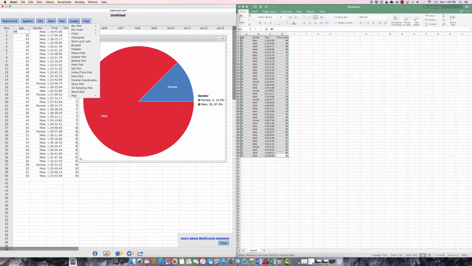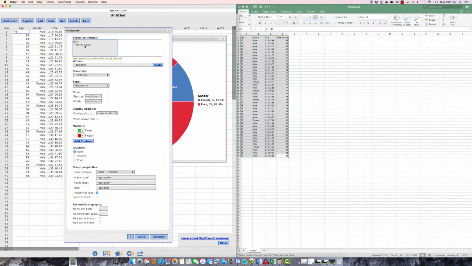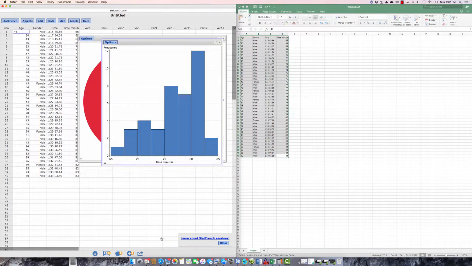One other graph you may consider might be a histogram. I'm going to take a look at the histogram in the time in minutes. This will give me an idea of how many were in each finished time. And again, I would write a caption to explain that.